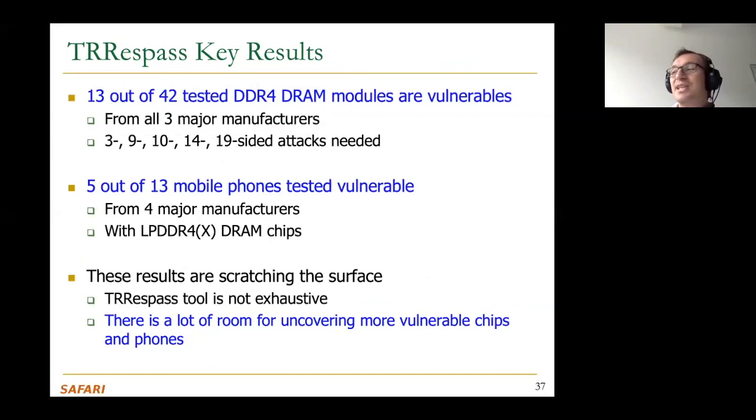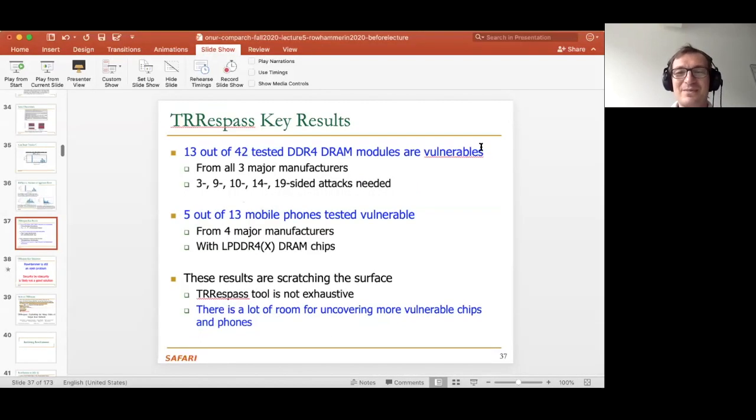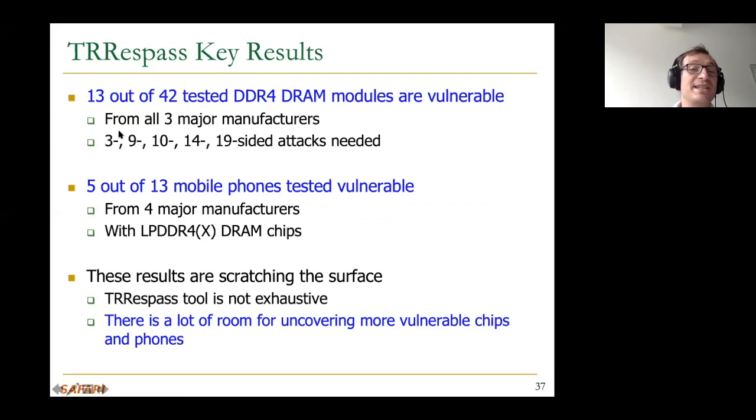Okay, so let me give you the key results. Basically, we found out that 13 out of the 42 tested DDR4 modules are vulnerable. That should be vulnerable, not vulnerable. So I'm going to correct it while maybe you're thinking of some questions. It's good to correct errors, as you can see, when they happen. And from all three major manufacturers, you can see that the chips are vulnerable with different types of n-sided attacks, where the n value varies.